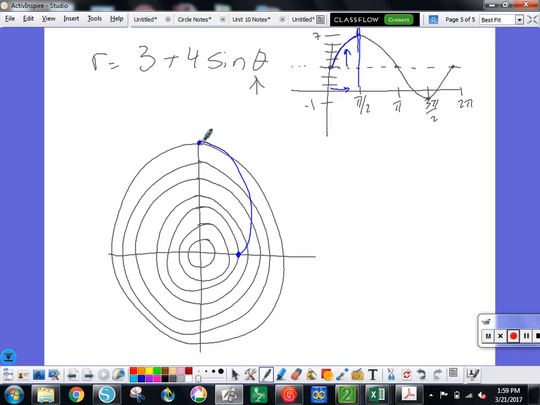Okay, so now we're going to do from pi halves to pi. So at pi, I'm back at 3 radius. Notice, as my angle is getting larger, what's happening to my radius? It's getting smaller. So therefore, that's why it comes back in. Notice, look at all the radii getting smaller.